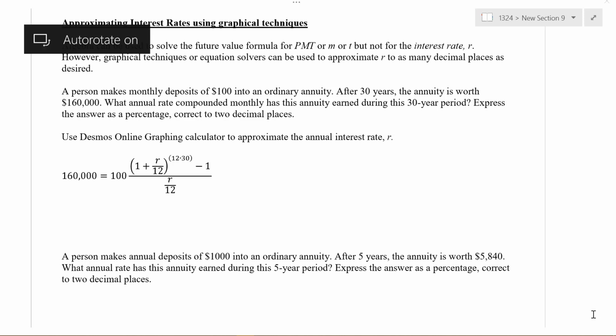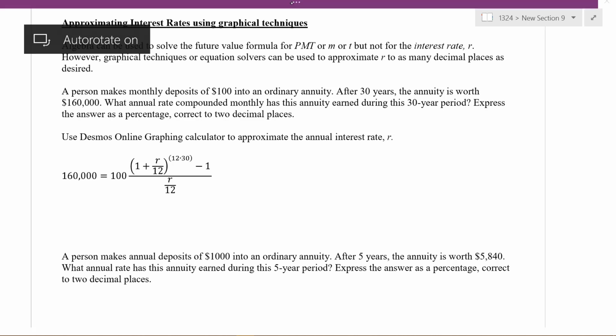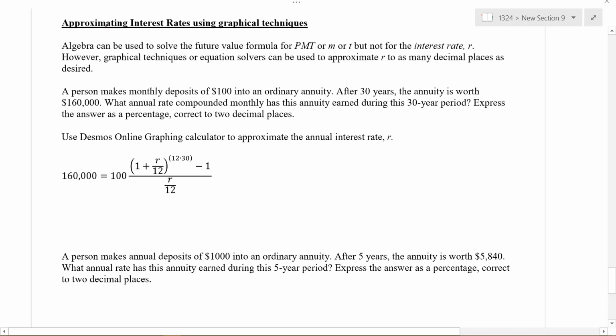Okay. In order to do this, we are going to actually set this up as two different equations. So we're going to take the future value, and we're going to write that as an equation by itself, y equals.